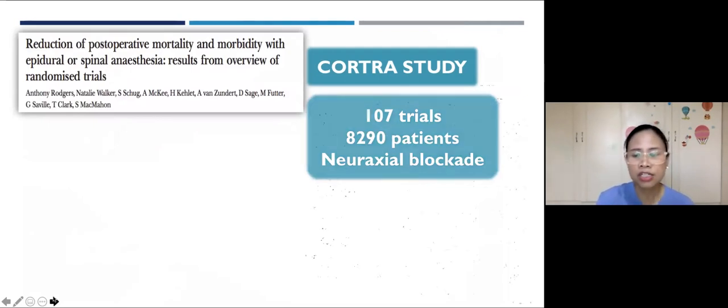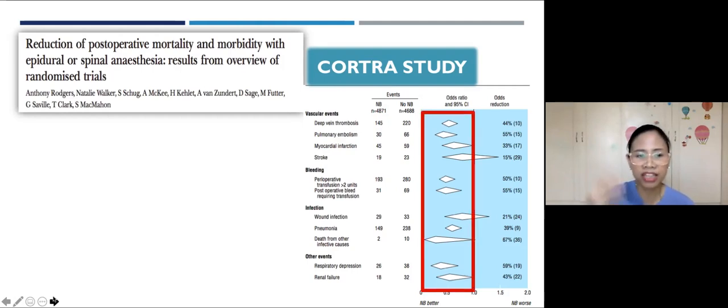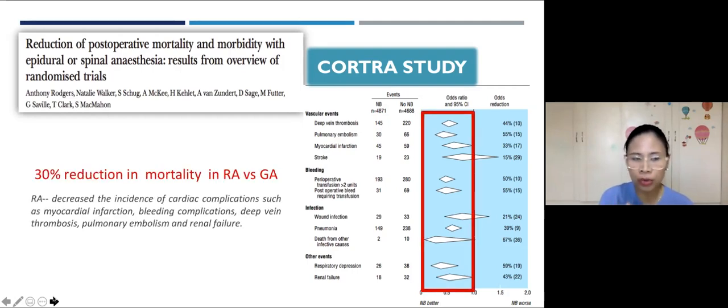Okay. So as you see in the forest plot, the patients had a reduction in morbidity such as bleeding, vascular events, infection, and respiratory depression. So you see that the forest plot favors regional anesthesia, no? When you compare it with the other group that received general anesthesia. So the authors concluded in this study that there was indeed a 30% reduction in mortality when patients received regional anesthesia.